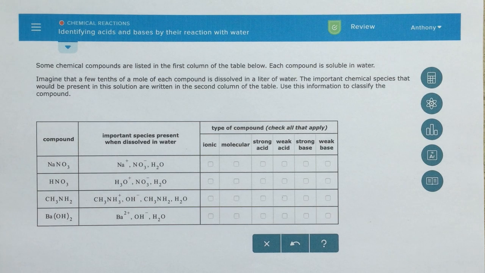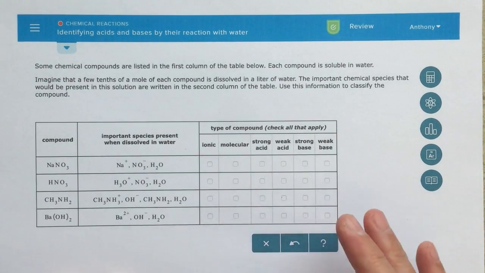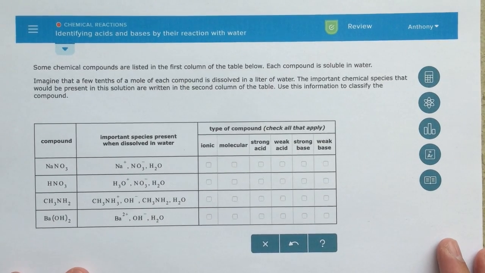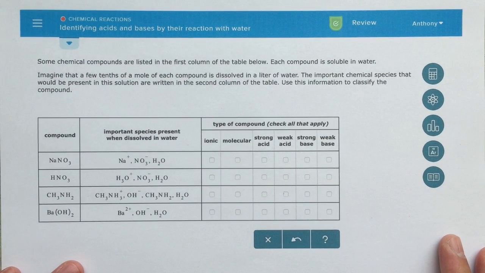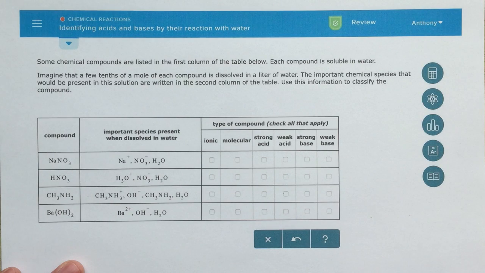All right, class, so this is an ALEKS topic called identifying acids and bases by their reaction with water. And this is a pretty good basic type of question. It's going to ask us to go through a lot of different compounds, which I think is really good. And this is something that's going to be really helpful for us as we move forward through this class.